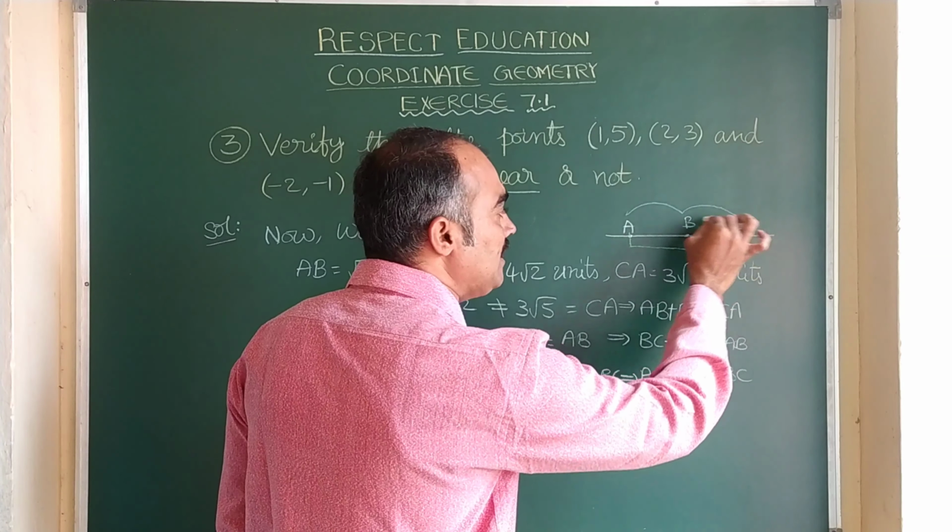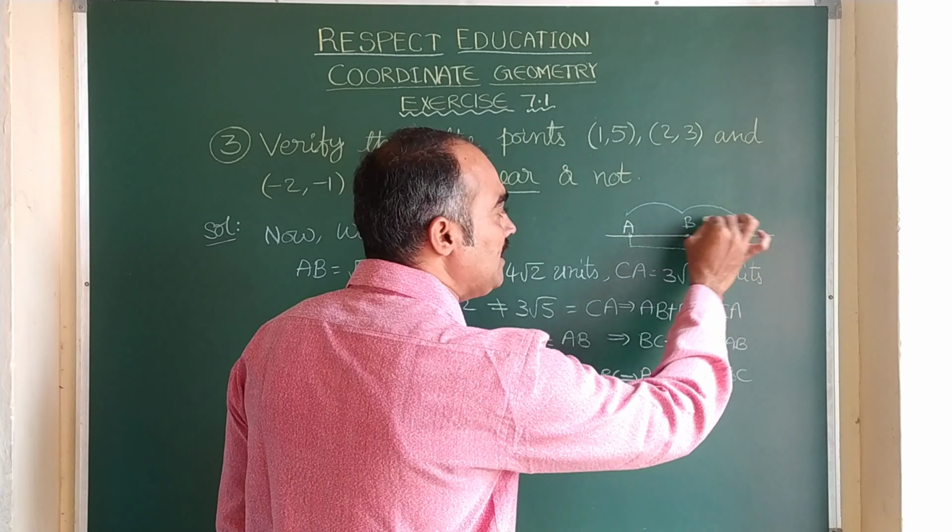Isosceles triangle means a triangle in which 2 sides are equal. For example, if these 3 given points form a triangle, then any 2 sides can be equal. That means AB is equal to BC. If not, AC is equal to BC. If not, AB is equal to AC.